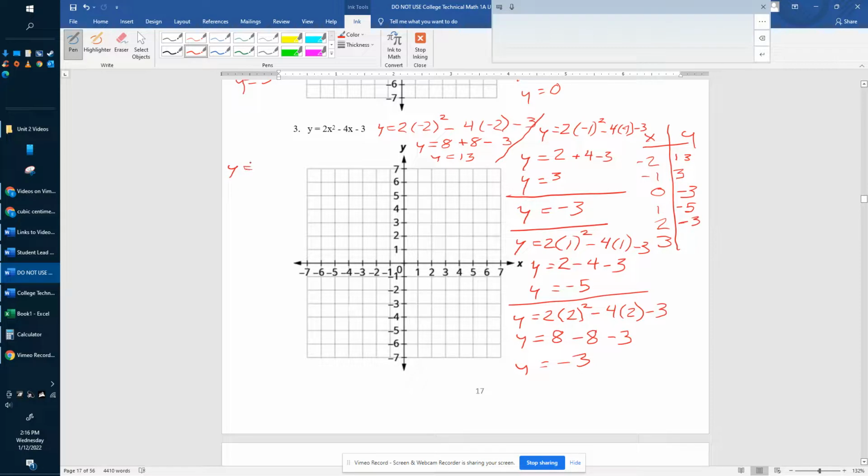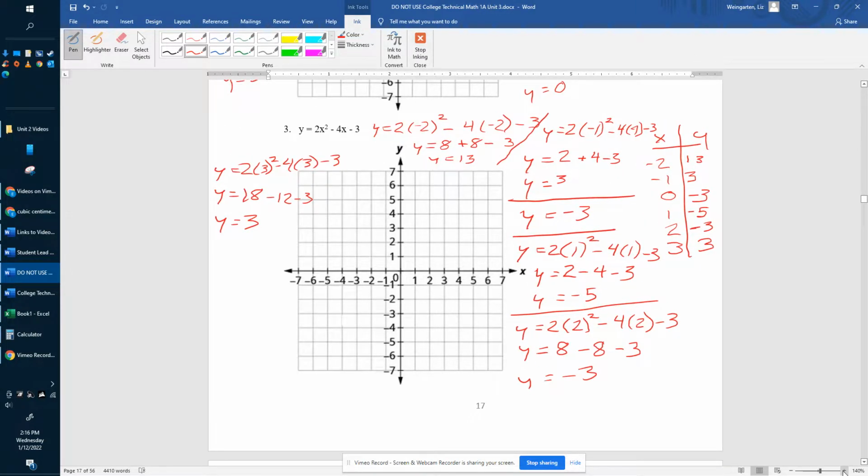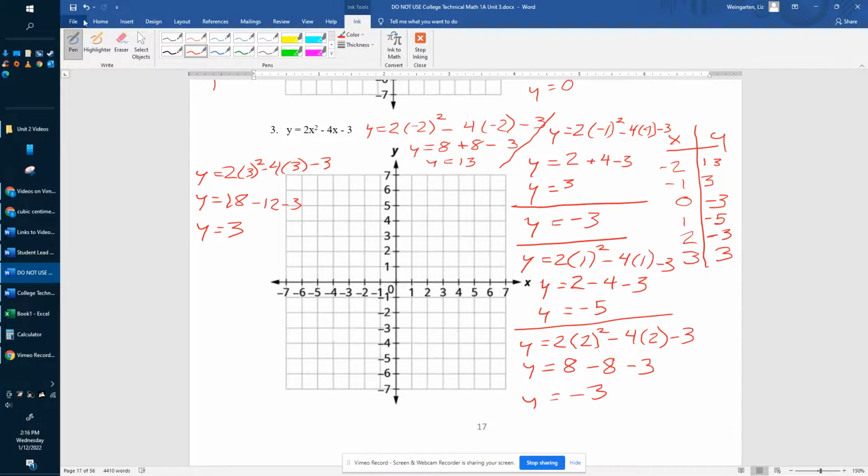So y equals 2 times 3 squared minus 4 times 3 minus 3. Y equals 3 squared is 9 times 2 is 18 minus 12 minus 3. 18 minus 12 is 6 minus 3 is 3. So our mirror reflection is working. This is called our point of inflection. This is where the curve changes. And we want to see that in our graph, so we know exactly how to draw it.